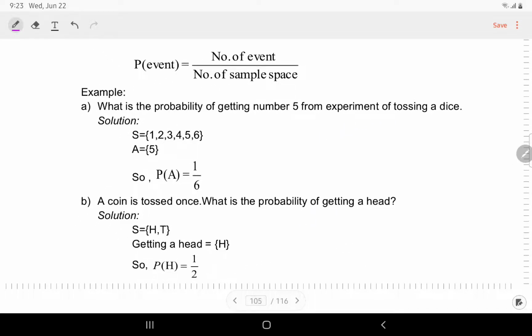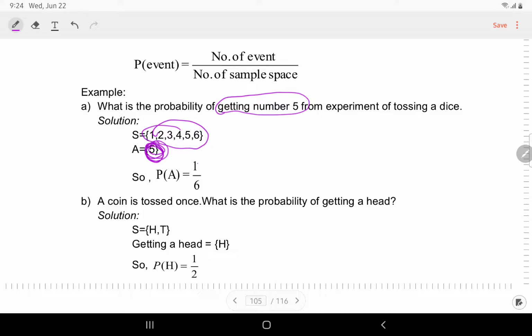Okay, example. What is the probability of getting number 5 from experiment of tossing a dice? So our sample space is 1 until 6. And our event A, what is the event? Event dia kata nak getting number 5. So the outcome for event A is 5. So dekat sini kita nak kira probability of A equals number of event, kat sini ada satu, kat sini ada 6. So 1 divided by 6. 1 over 6 lah jawapan dia. So P(A) equals 1 over 6.